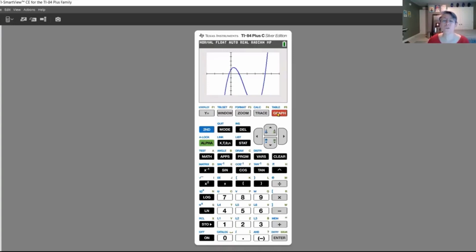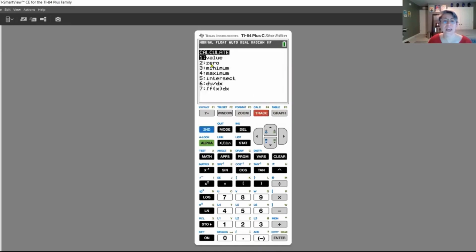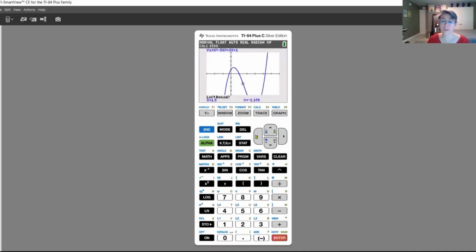Well, if they're wanting us to solve that equation, that means they want to find out for what values of X are the Y values 0, because it was set equal to 0. So that's basically finding our X-intercepts. So notice here above the word trace, there's the word calculate. So we're going to hit our second function trace, and it's going to allow us to get to that calculate. And we want to calculate our zeros. Okay, not minimums or maximums or anything else, just our zeros. So we hit enter, and we have 3 of them.